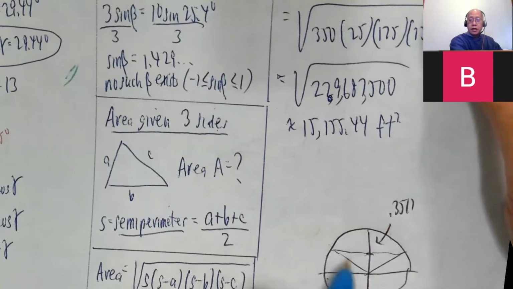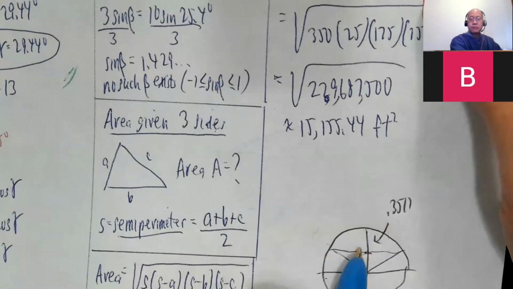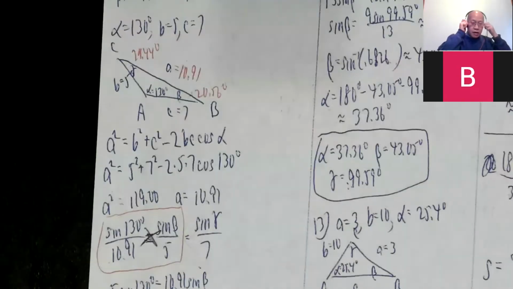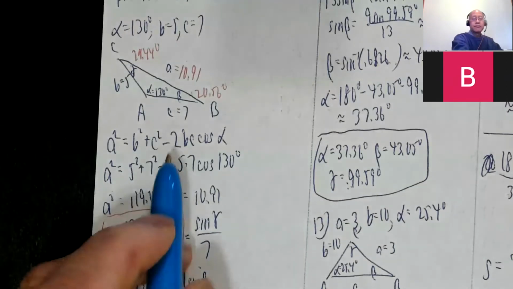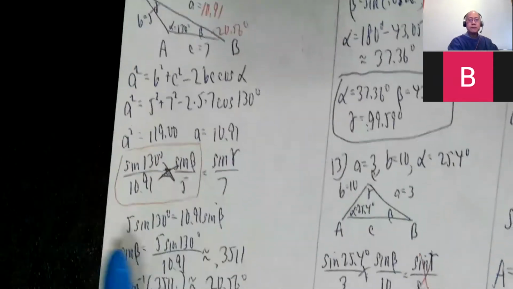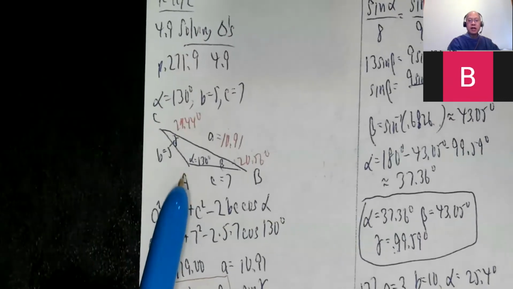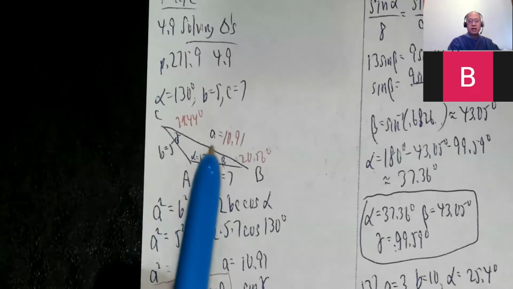If I pick a second quadrant angle, that means it's more than 90, but 130 plus 90 is 220 something. That's already past my allotment of 180 degrees, so I don't have to worry about it. Okay, so bottom line, this triangle is solved. I now have all three sides: 5, 7, and 10.91.